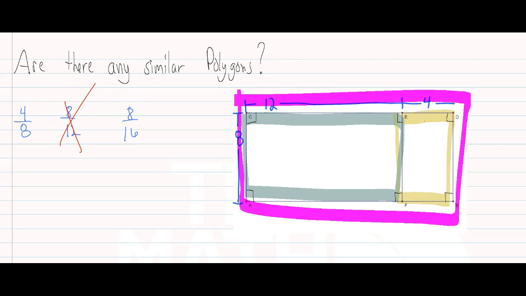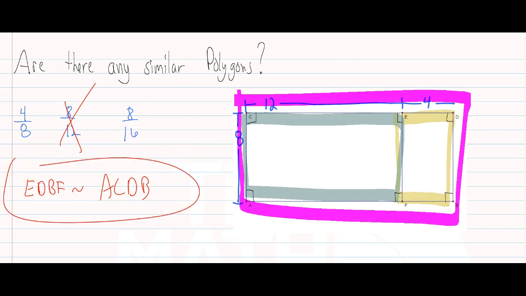We have the small one, which I'll call EDBF. And then that one is similar to, now when I name the big one, I've got to make sure that I'm lining up the letters correctly. So ED, which is one of the short sides, is going to correspond to AC, one of the short sides, so AC, DB. So yes, they're similar, and these are the ones that are similar.